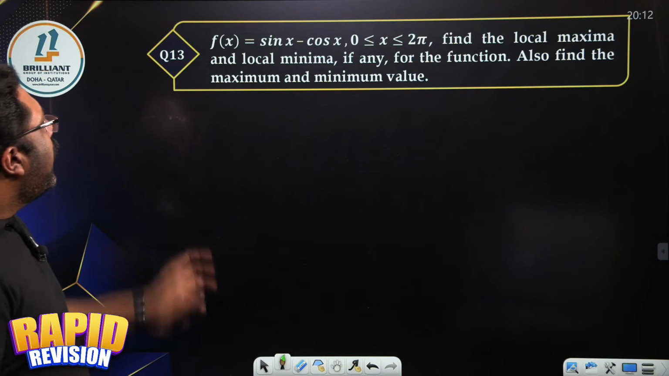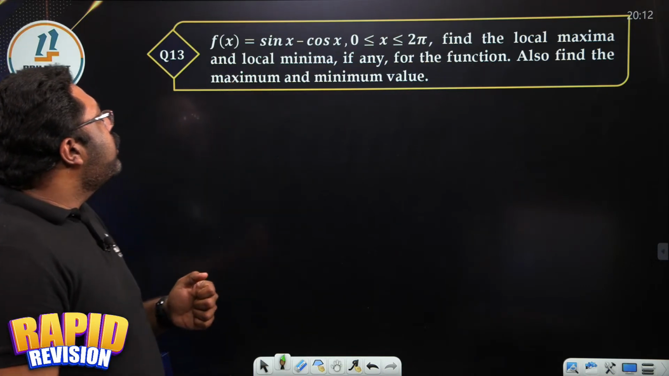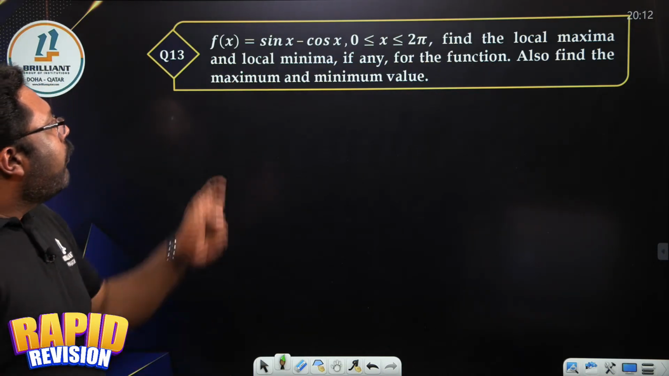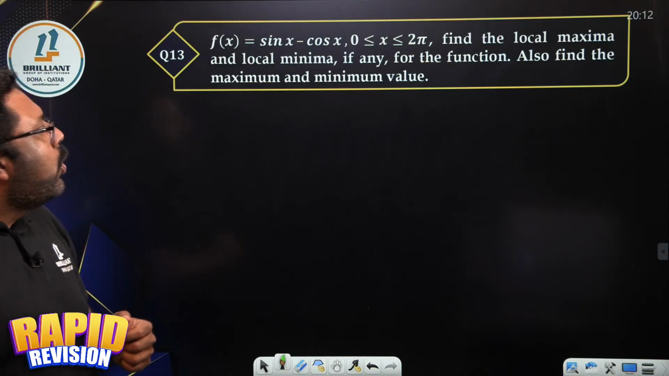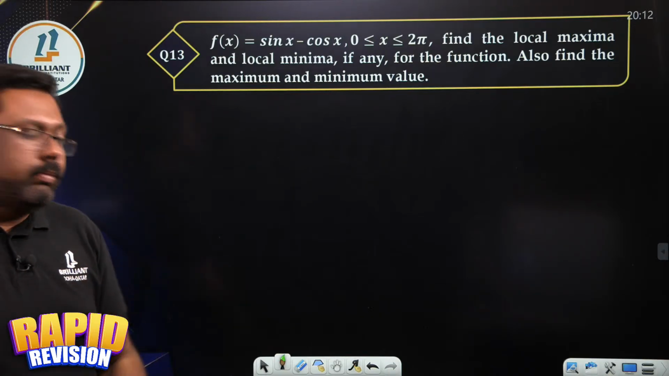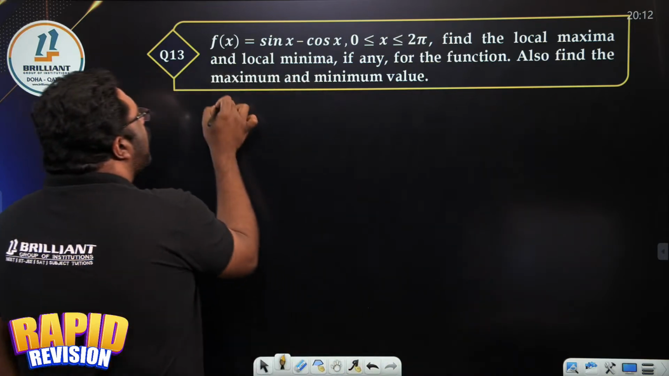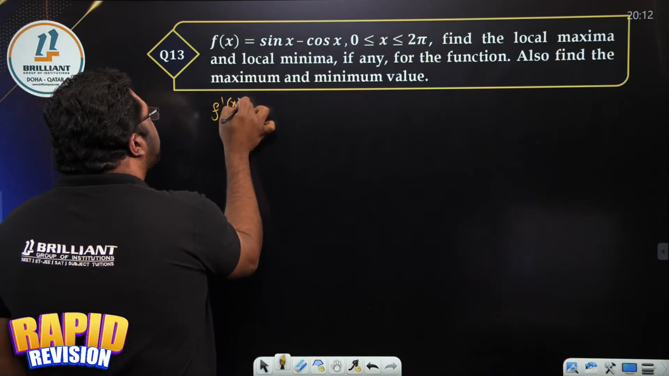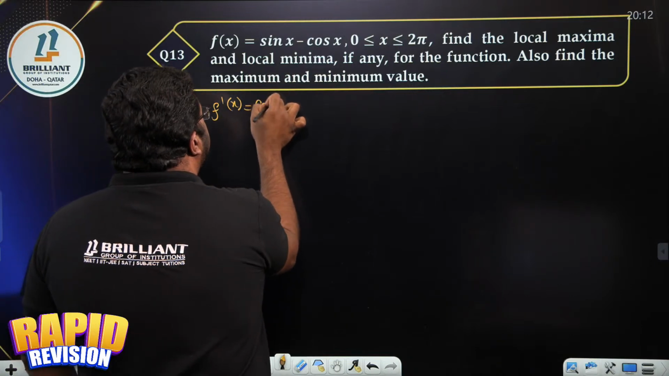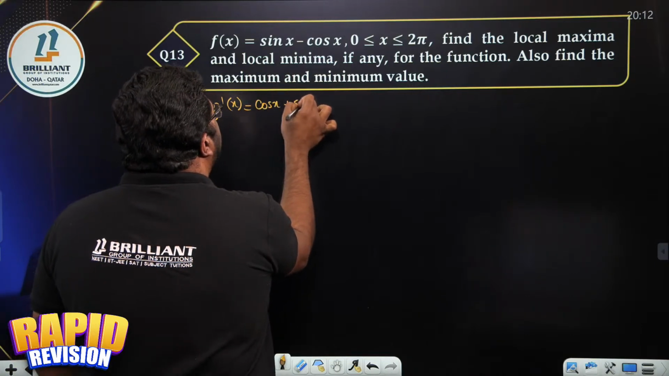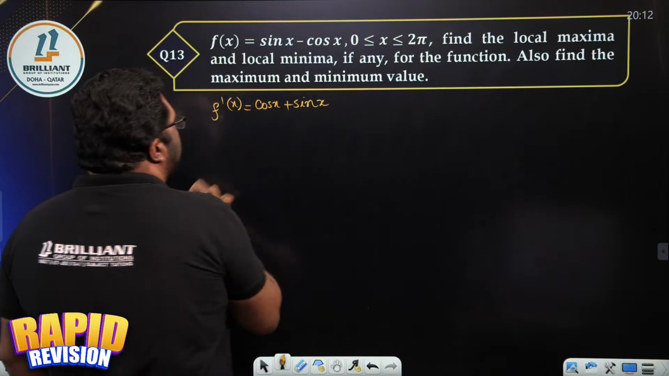Question 13. f of x is equal to sin x minus cos x. Find the local maxima and local minima, if any. They need not be there, but if there is, find it. So what is f dash of x here? It is cos x plus sin x.